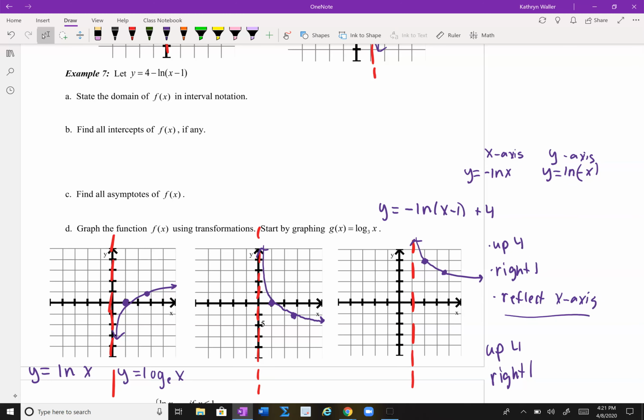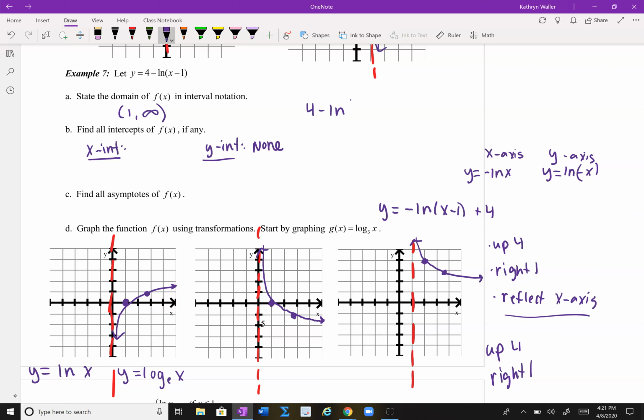So domain is x, go from the left to the right. So it goes from 1 to infinity and it's not going to touch the 1. Name all the intercepts. So I'm going to go x-intercept and y-intercept. It's obviously not going to touch the y-axis, so I'm going to put none. Now to find the x-intercept, I'm going to let y be 0.